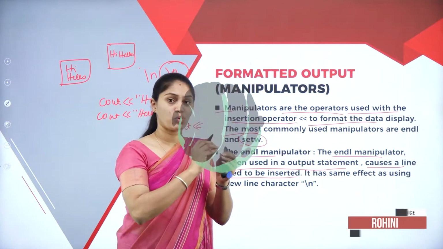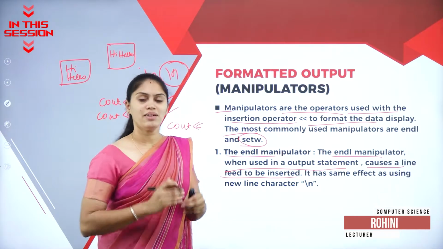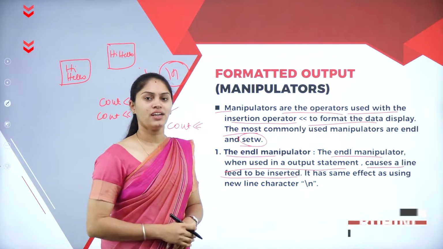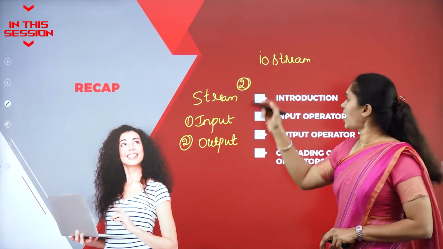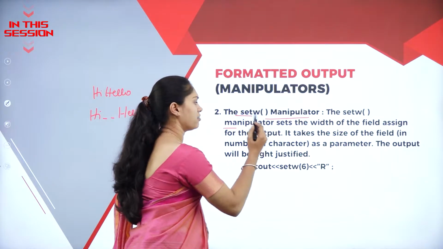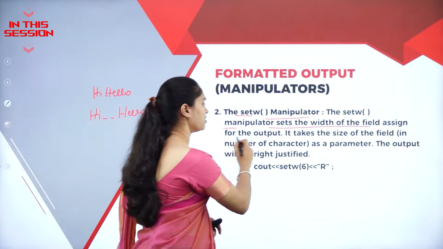So it will give one line of space, and whatever we are going to write in the next cout statement will be displayed on the next line of the output screen. IO in the sense what? I represents input and O represents output here. So here the setw manipulator is going to set the width of the field that we are going to assign for the output.